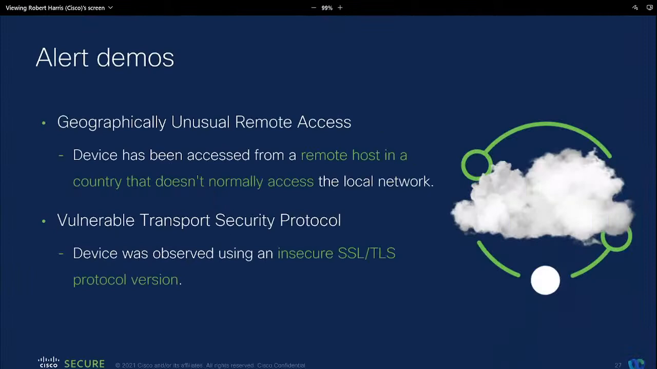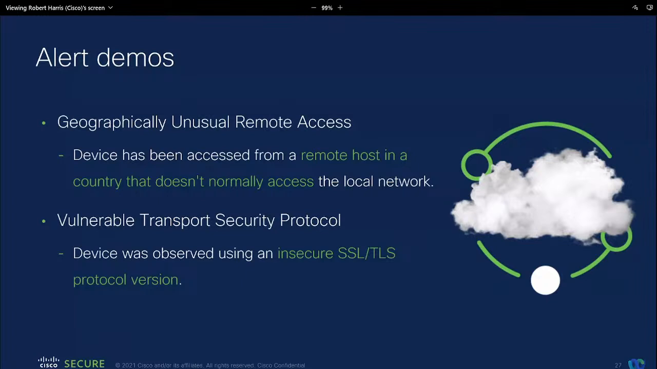So we're going to take a look at two of these that I think are pretty easy for everyone to understand. The first is geographically unusual remote access. That fires off whenever we're seeing one of our internal devices being accessed from an external host that's located in a country that does not normally access our network. So if we're seeing something from maybe a suspicious country or just an anomalous type of country, that's how we're going to get that alert to fire.